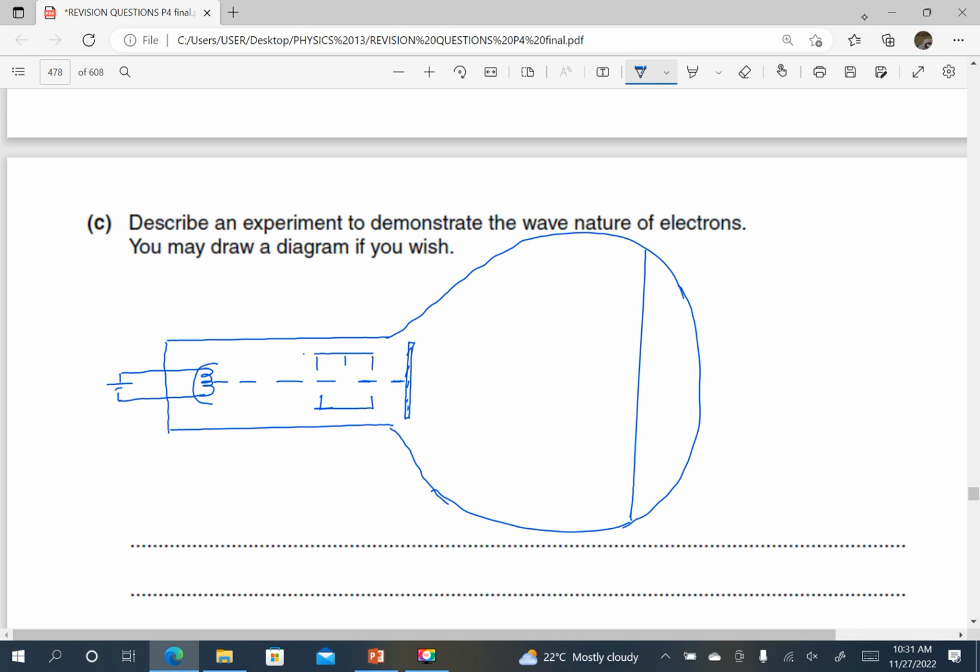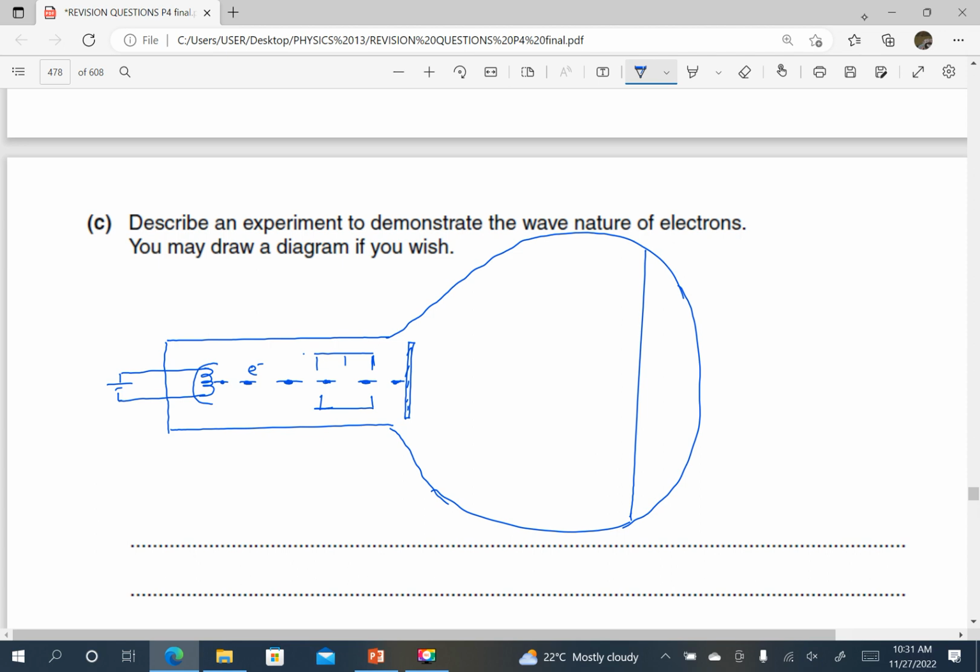So that is my anode. It is going to be responsible for accelerating the electrons. So this is going to be showing beams of electrons. So those are electrons being accelerated towards the graphite film.